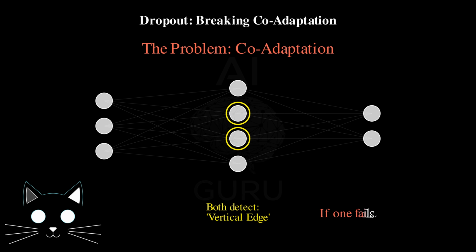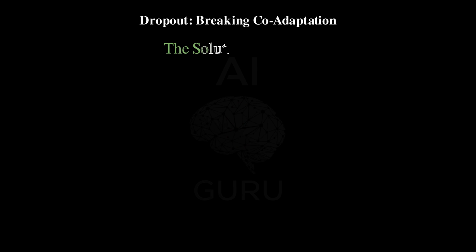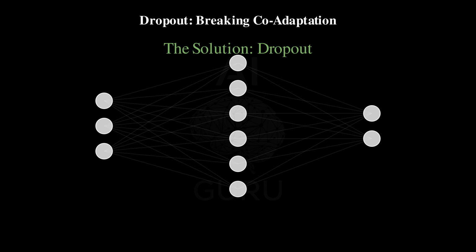So they're doing the same job. Right, exactly. And if one of those neurons fails or receives slightly noisy input, the entire network fails to detect that feature because its intelligence is redundant and fragile. The network has essentially memorized the training data by creating these tightly coupled feature detectors, making it poor at generalizing. So how does dropout prevent this tight coupling?